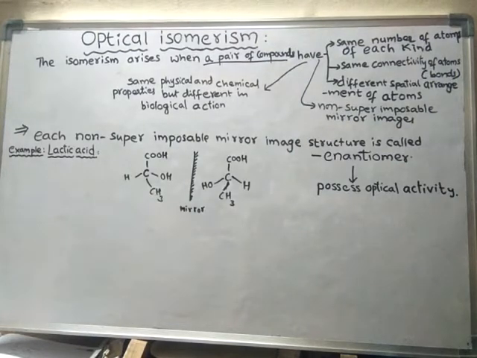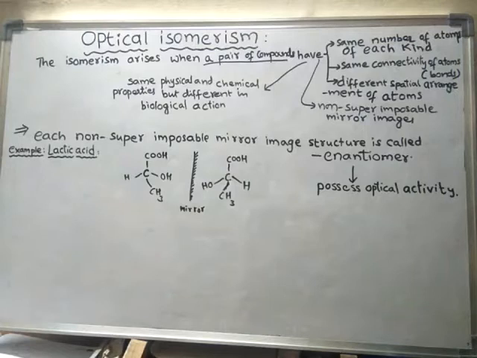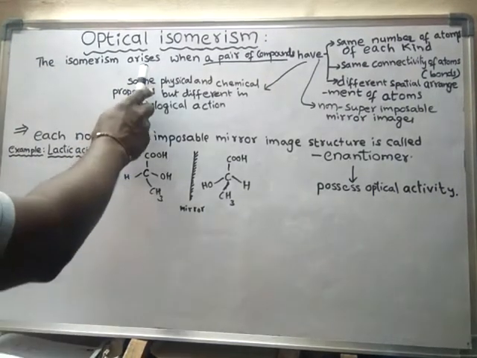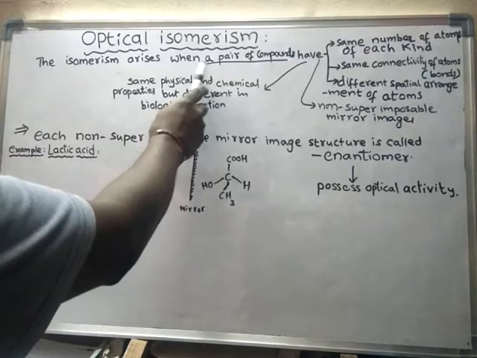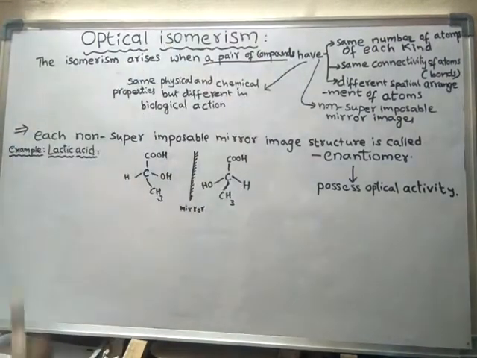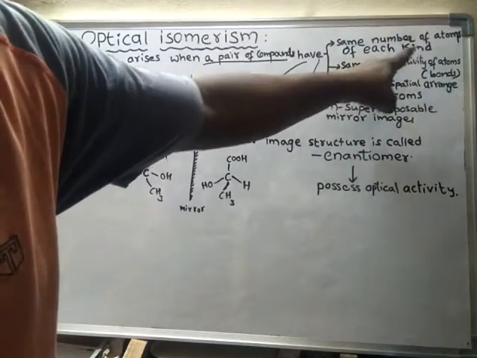So today we will learn about a new topic known as optical isomerism. Optical isomerism. What is optical isomerism? The isomerism arises when a pair of compounds having same number of atoms of each kind.